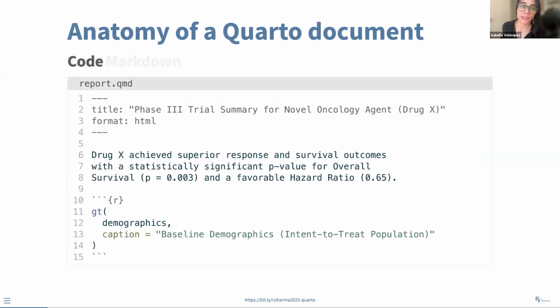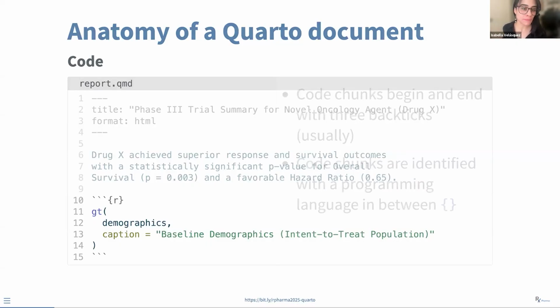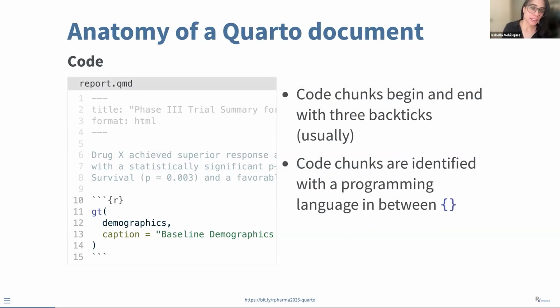The third part of a Quarto document is the code. Highlighted here in lines 10 through 15 is an example of a GT table that takes data and produces a table. In terms of actually creating your code chunk, they begin and end with 3 backticks, usually. We'll talk about the usually in a bit. The code chunks are identified with a programming language in between those curly braces.